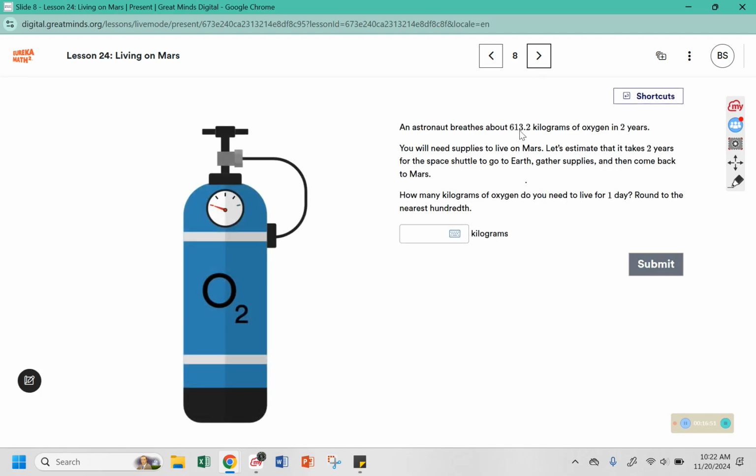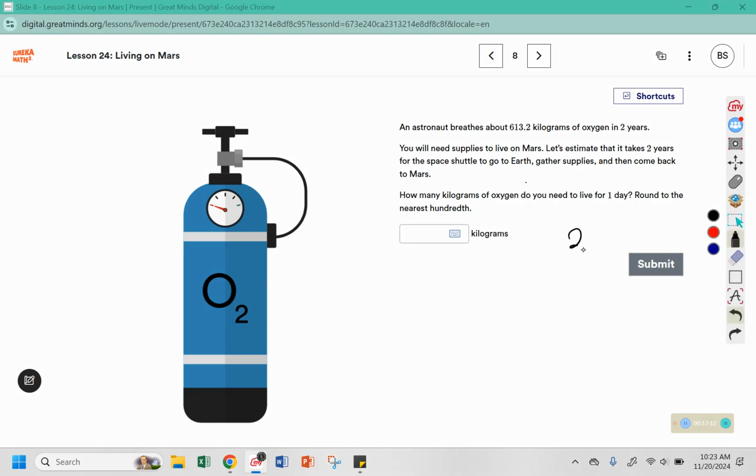An astronaut breathes 613.2 kilograms of oxygen in 2 years. You will need supplies to live on Mars. Let's estimate that it takes 2 years for the space shuttle to go to Earth, gather supplies, and then come back to Mars. How many kilograms of oxygen do you need to live for 1 day? Round your answer to the nearest hundredth.